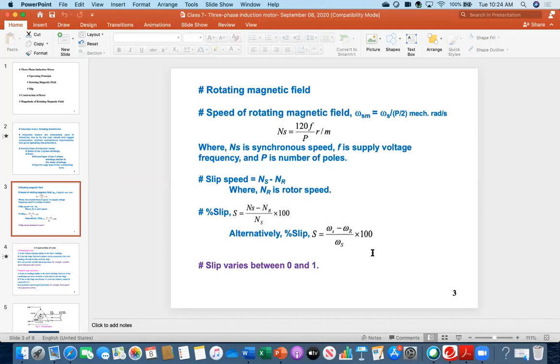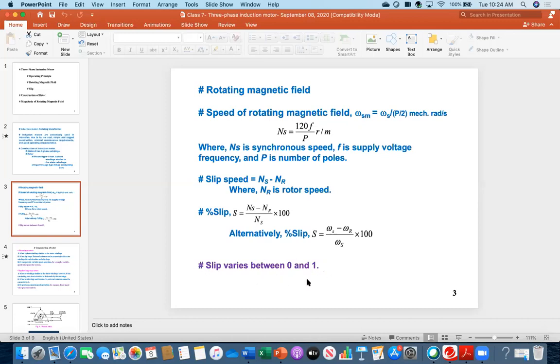It does not matter; you will get the same result. But sometimes a problem asks you to express these things in terms of radian per second. At that time you can still use the same equation. You can just convert from radian per second into RPM. So it does not matter. And I have written here, slip varies between 0 and 1. This is very important.